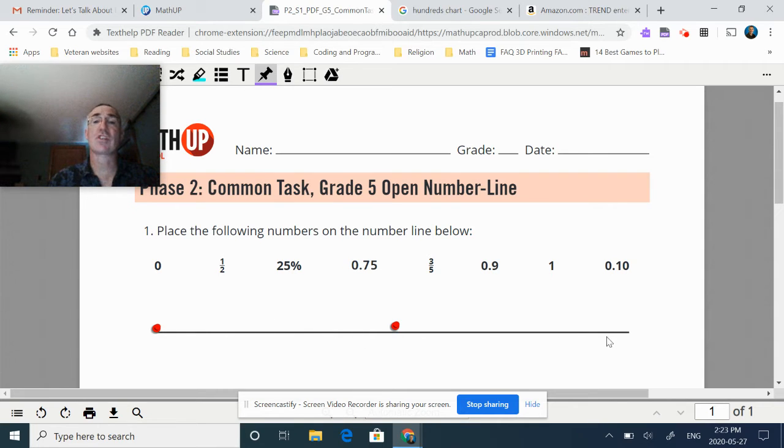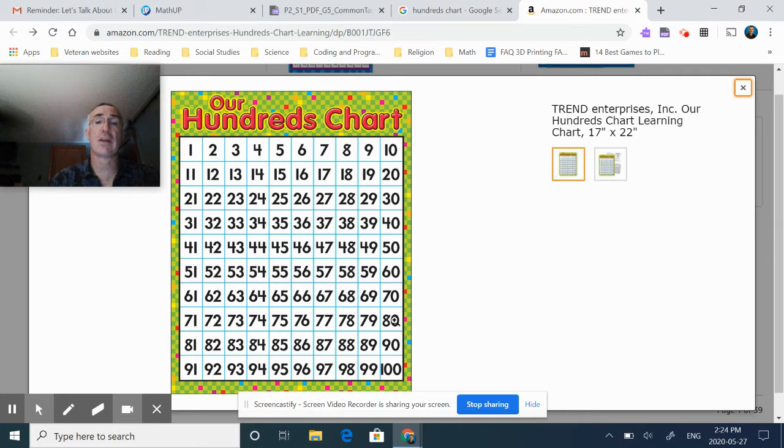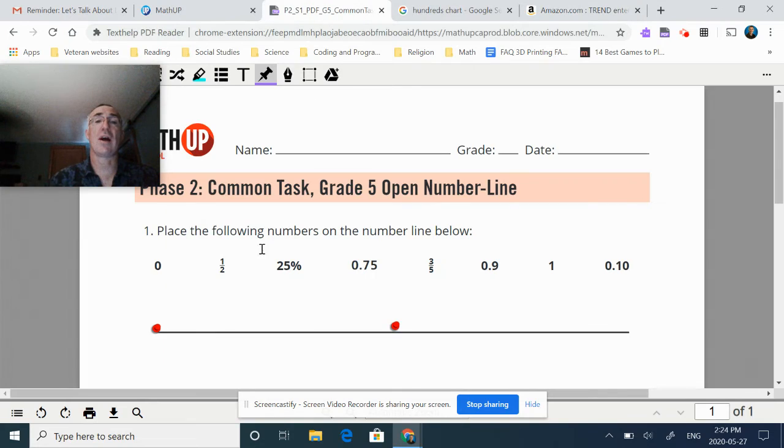Now, if I'm thinking of this number line in terms of that 100, 25% lends itself very nicely to that because percent simply means out of 100. So it would be 25 out of 100. If I look at my hundreds chart, where is my 25 located? My 25 is actually half of 50. So if I go back to my number line and think of that 25%, I know it's going to be halfway between my 0 and my 50.